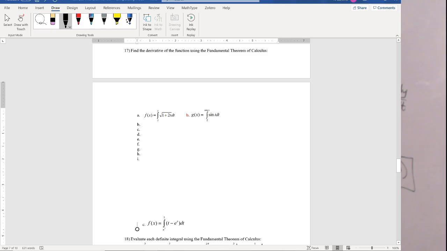So this says find the derivative of the given function. So I want to find g prime. Remember, if I have some function of x, I need to plug it in for t. So this would be sine of the cosine of x. But then I also need to multiply by the derivative of cosine, which is minus sine.